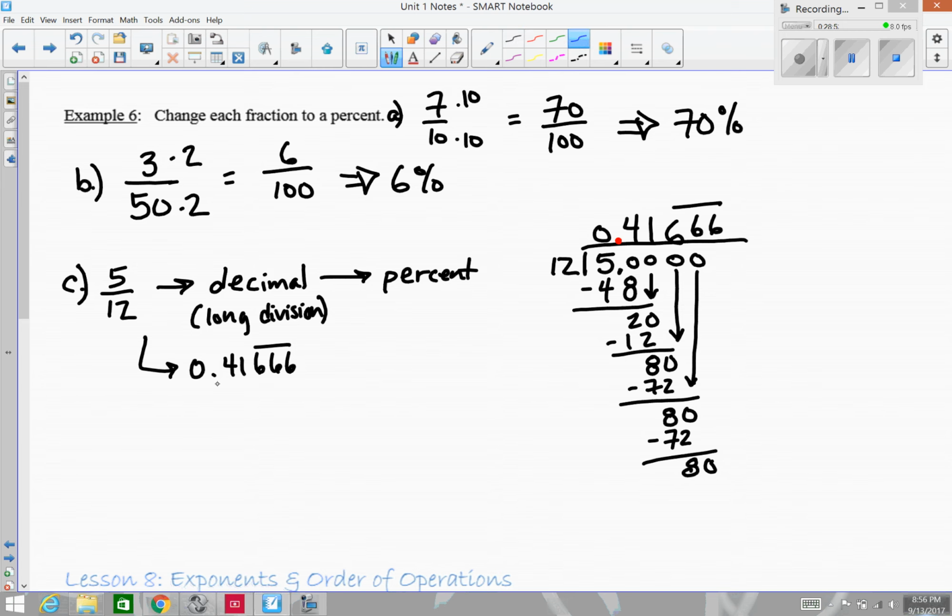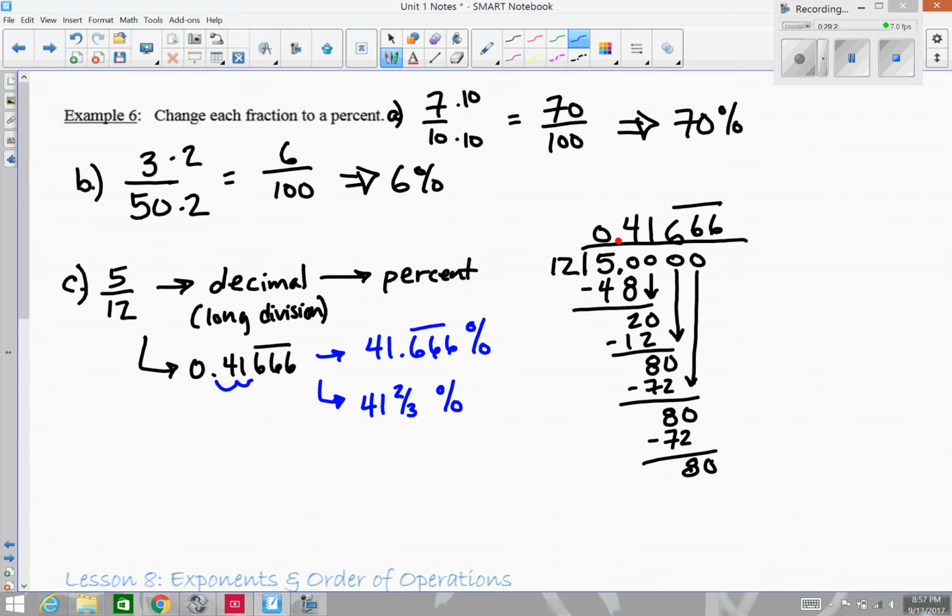Now to change this to a percent, I'm going to do what we did earlier. I'm going to move the decimal place 2 places and get 41.666 repeating, and I'm going to insert a percent sign. Now some of you might recognize that 0.666666 repeating is the same as 2/3, so you could also write this as 41 2/3%.